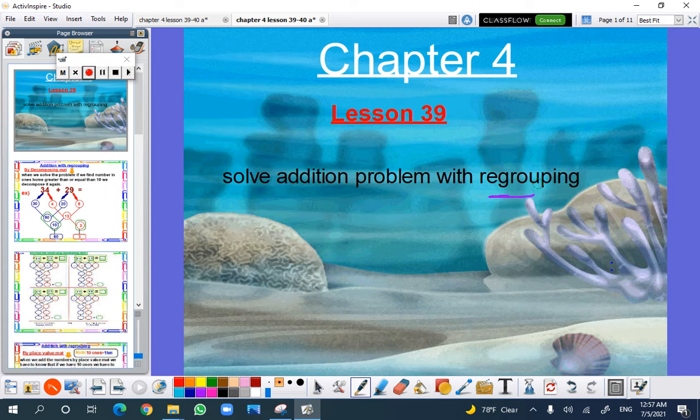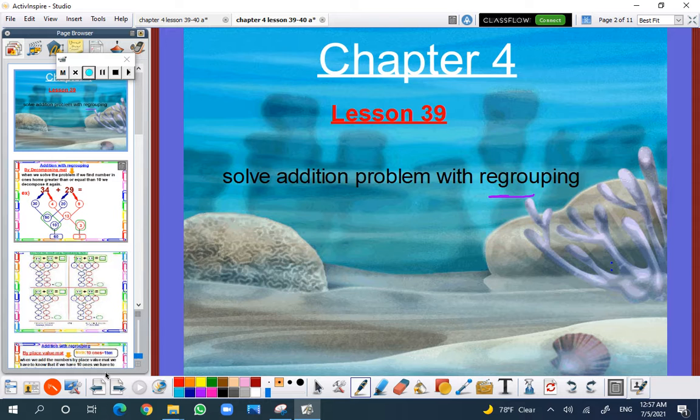So again, what is the meaning of with regrouping? With regrouping means if we find the one's home greater than 9, from 10 or up, we have to regroup again or decompose the number again. To be more clear, let's go to the next page.